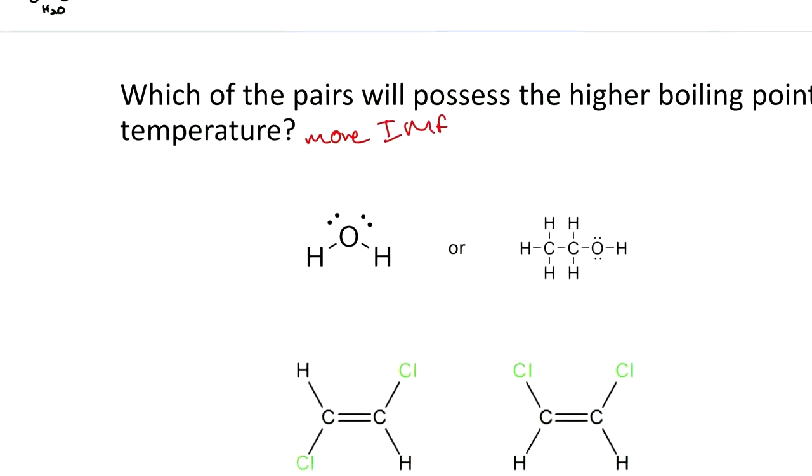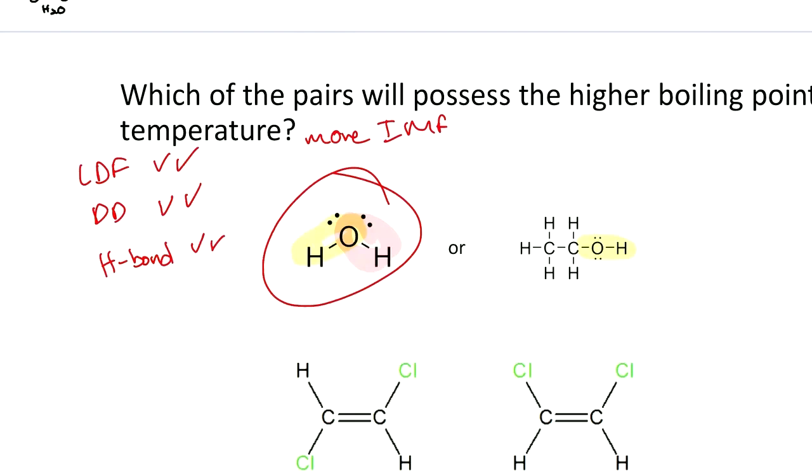So let's think about it. Do they both have LDF? Yes, they do. Do they both have dipole-dipole? Yes, they do. Can they both hydrogen bond? Yes, but what's the difference? One has 2 of them, and then the other has 1 of them. Yes. So since water can hydrogen bond twice, ethanol can only hydrogen bond once, which one do you think has more IMFs? Water. Yes, water.